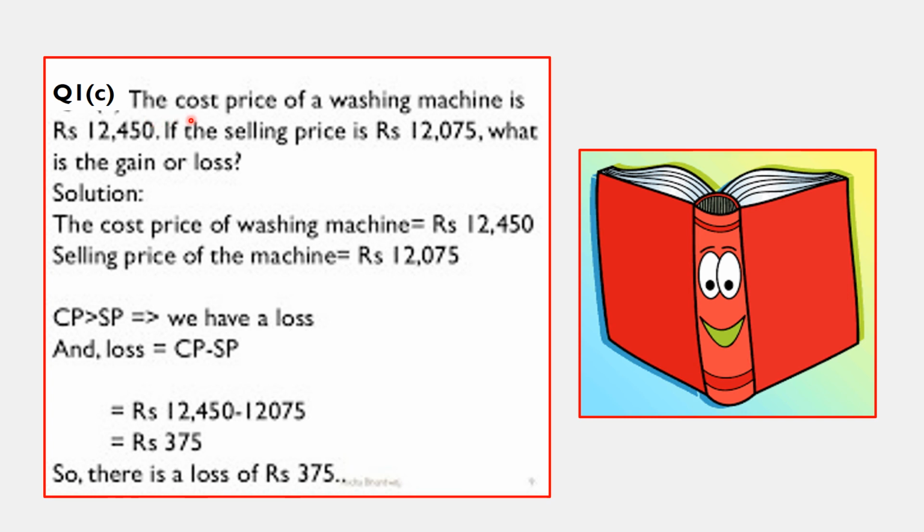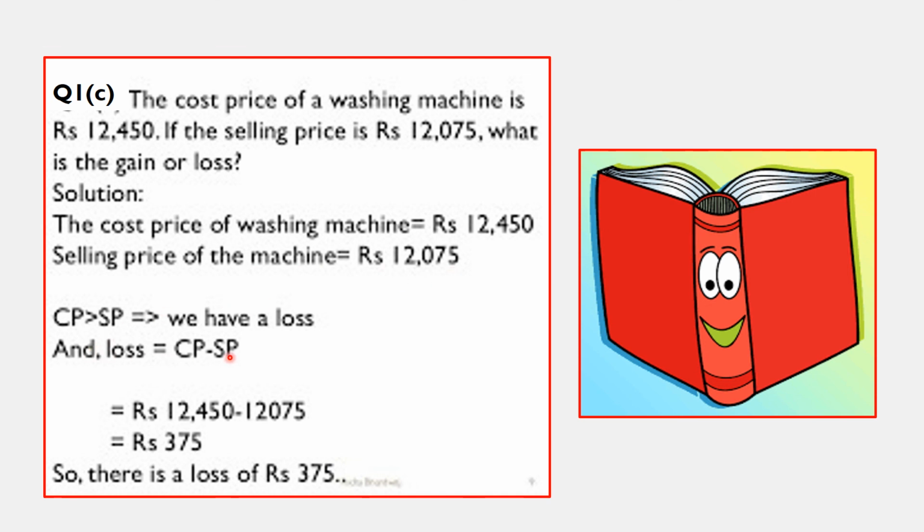One more example, the cost price of a washing machine is rupees 12,450 and the selling price is given as rupees 12,075. What is the gain or loss? Now you can see here the cost price is greater than the selling price. Again, if the cost price is greater than selling price, we have a loss. The cost price is given as 12,450. The selling price is given as 12,075.